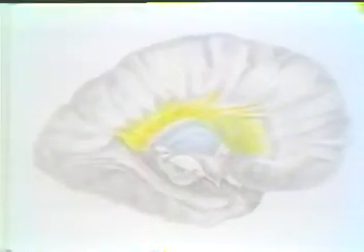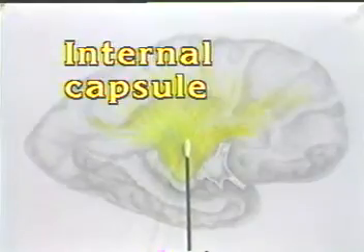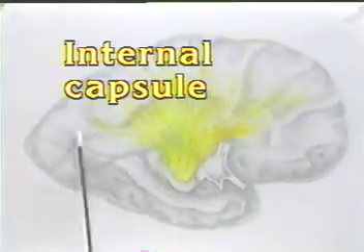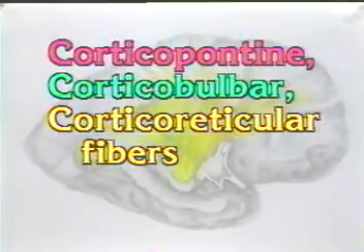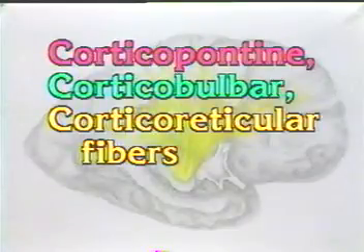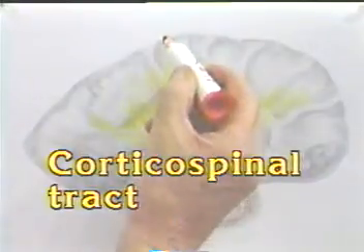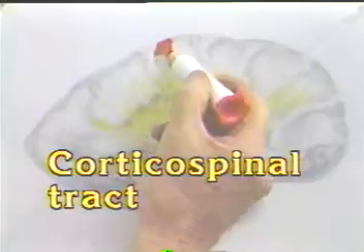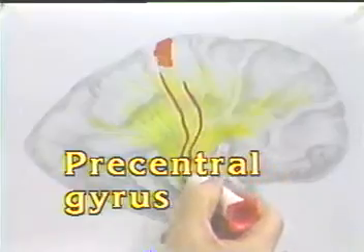If we do this, we will come to the grand finale in this dissection. Here it is, the internal capsule in all its beauty. You get the impression here of a radiating crown. Most of the fibers converging on the base of the cerebral peduncle are corticofugal fibers: corticopontine, corticobulbar, and corticoreticular fibers. The corticospinal tract, or pyramidal tract, coming here from the area of the precentral gyrus, represents only a small part of this fiber system.